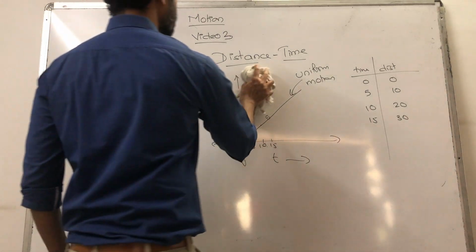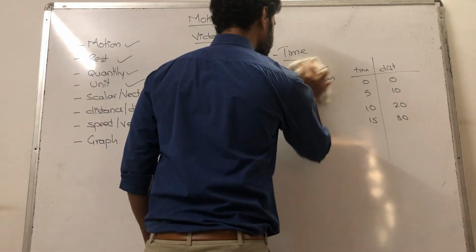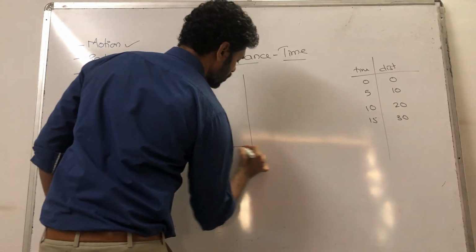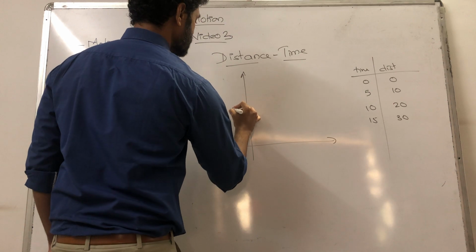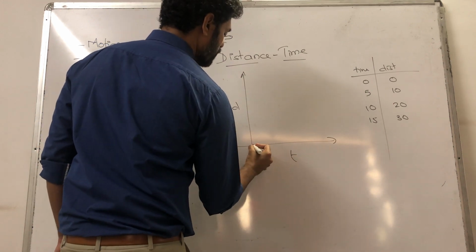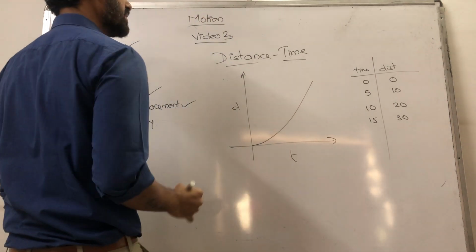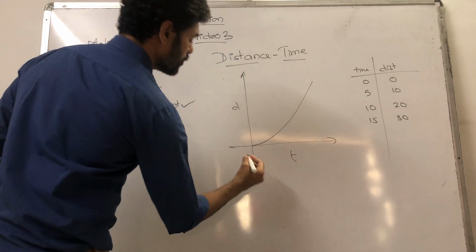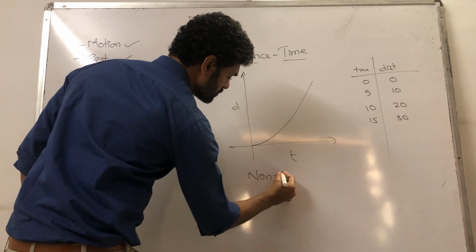Now non-uniform motion. Distance time graph for a non-uniform motion. Distance time graph for a non-uniform motion is a curve like this. This is for non-uniform motion.